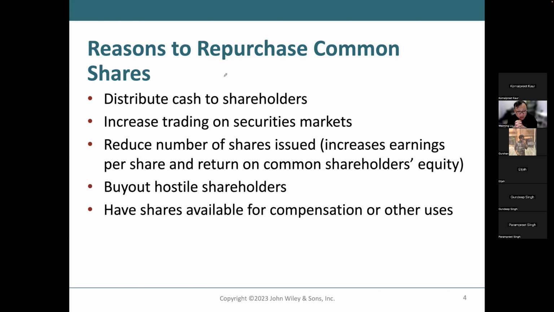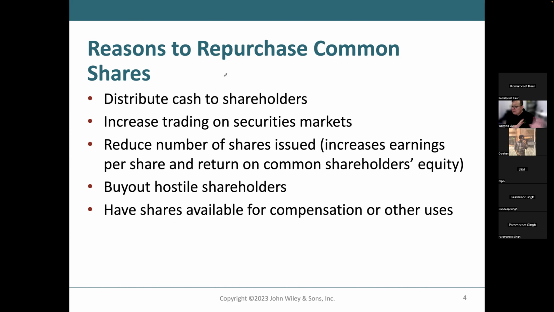Buy out hostile shareholders, right? So let's say I'm super rich, right? And I'm going to buy all the shares in the market. Okay. So once I accumulate enough percentage, guess what? I'm the boss, right? I'm going to be the largest shareholder. Right away, I have the right to sit on the board of directors. I can start firing, laying off some executives.